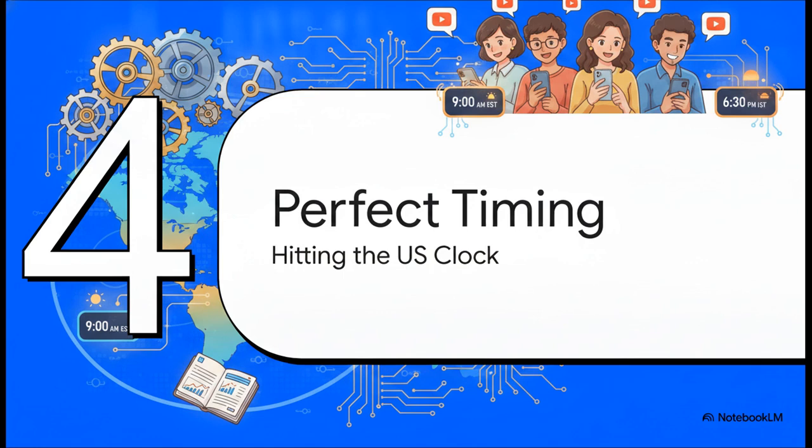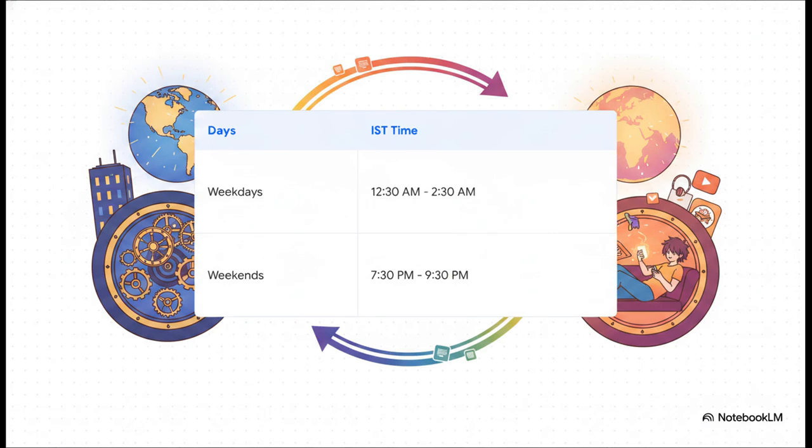Okay, moving to part 4, perfect timing and hitting the US audience clock. I know there's always a ton of confusion when it comes to converting US Eastern Standard Time to Indian Standard Time, trying to figure out exactly when you should hit publish. But hey, this cheat sheet makes it super simple. Pay close attention here. If you're uploading on weekdays, Monday through Friday, you want to post between 12:30 a.m. and 2:30 a.m. Indian Standard Time. I know, it's super late in India, but it perfectly catches that prime US daytime audience.